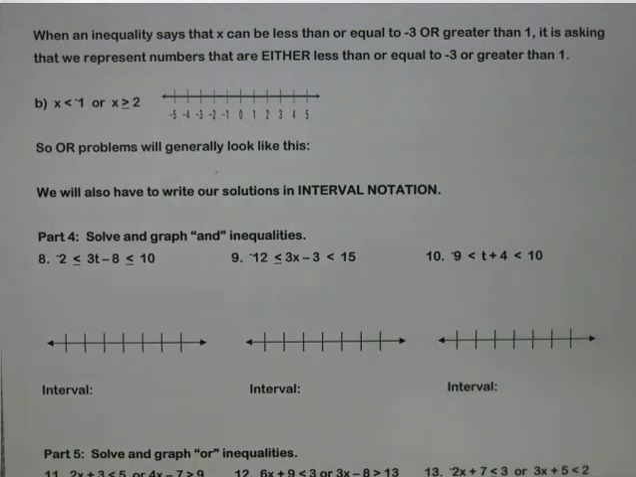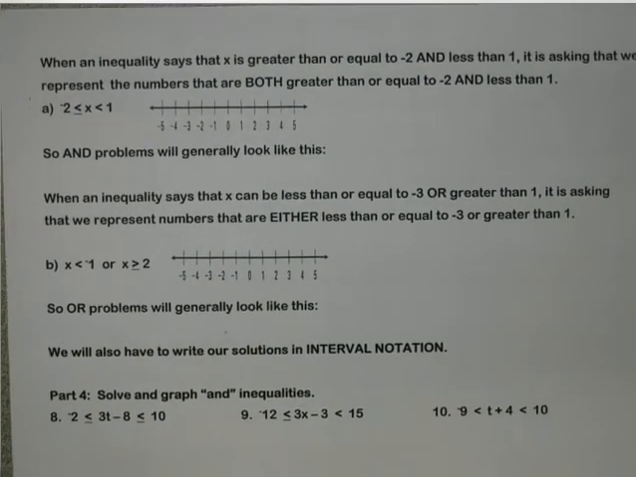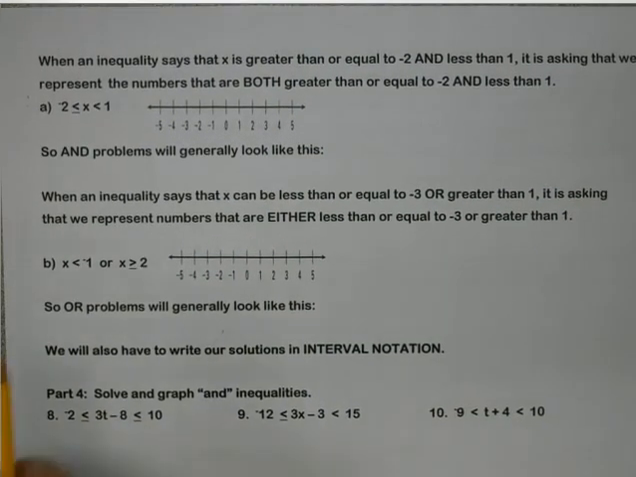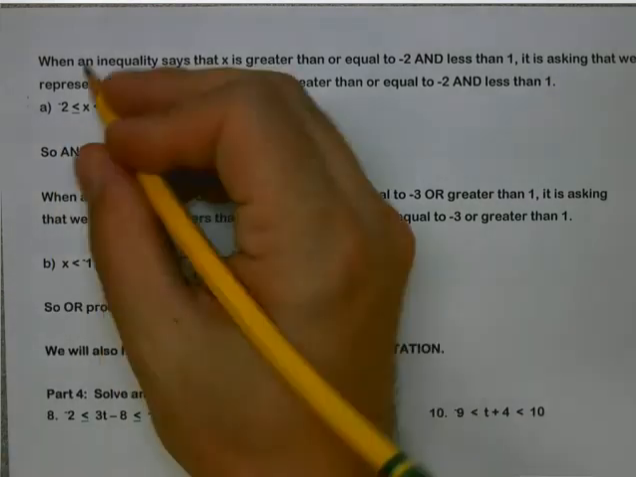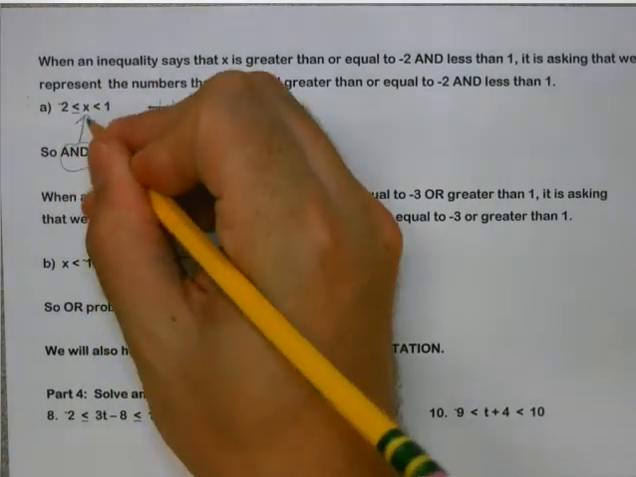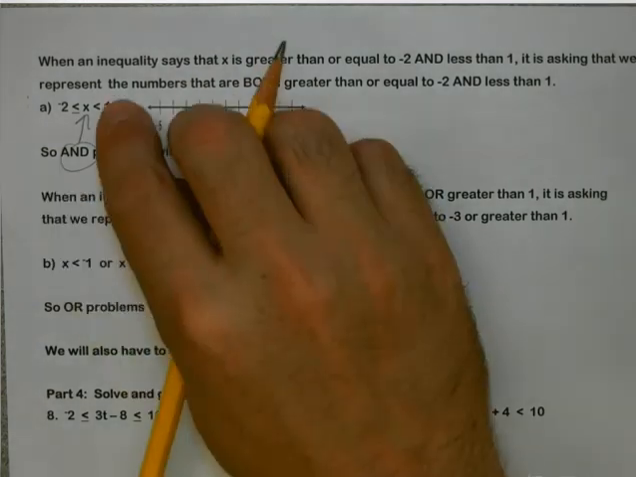Okay, so when an inequality says that x can be less than or equal to -3 or greater than 1, it's asking that we represent things. Let me scooch down a little more here because I'm reading and you're on a different one than I am. So here, when I see one of a three-part inequality, and problems typically look like a three-parter, or it'll say the word and. So what I'm generally going to do is I'm going to look at both of these separately.